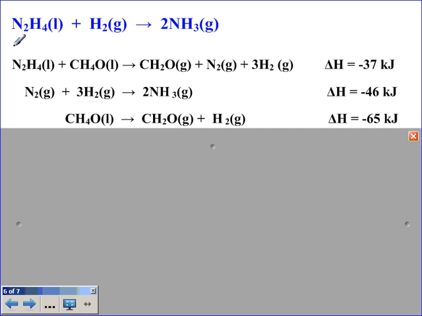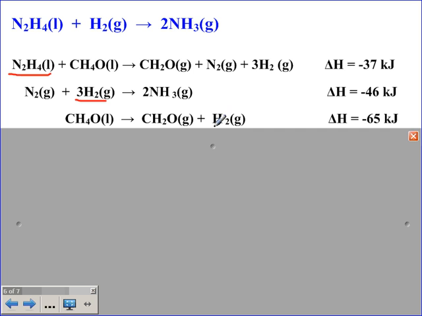So my first step, remember, is to check which things are on the right side of the arrow, which is why I line up my arrows. That N2H4 liquid needs to be on the left side of the arrow. And it is. N2H4 liquid is on the left side of the arrow. Good. Hydrogen gas needs to be on the left side of the arrow. Here's hydrogen gas on the left side of the arrow. There's also hydrogen gas on the right side of the arrow. So those are going to cancel.